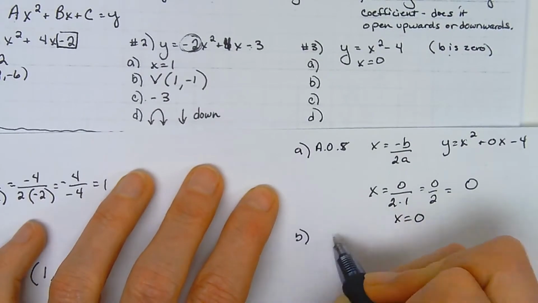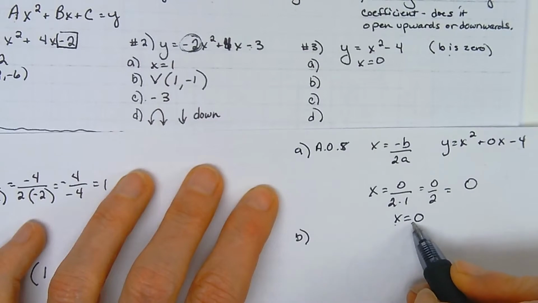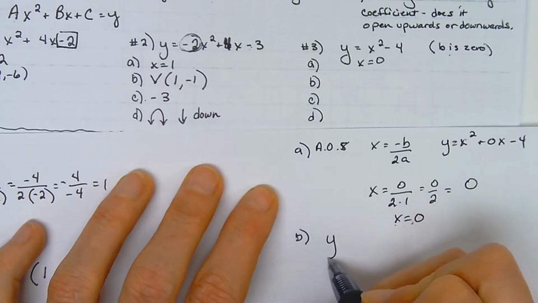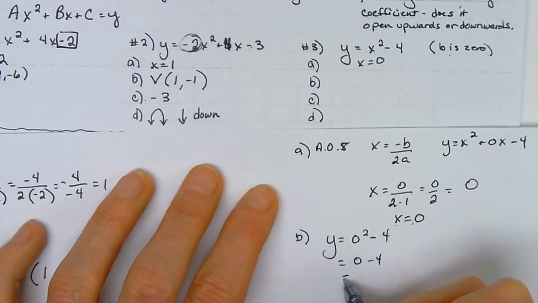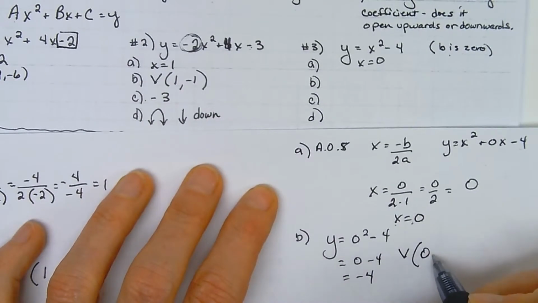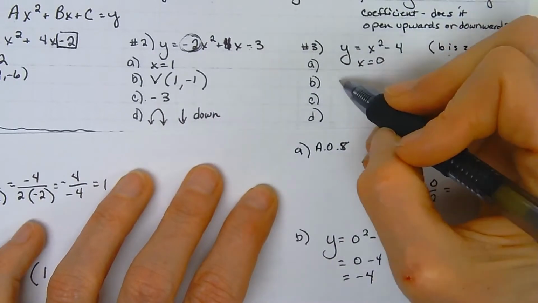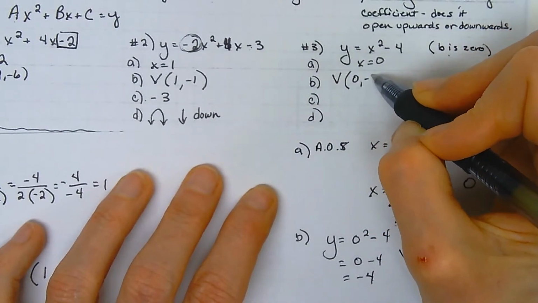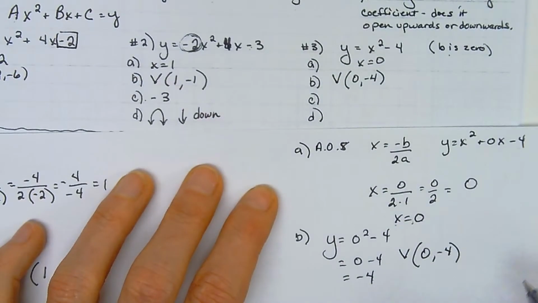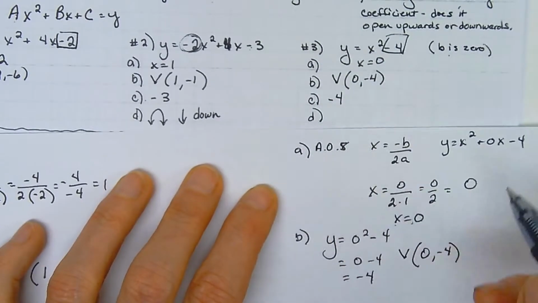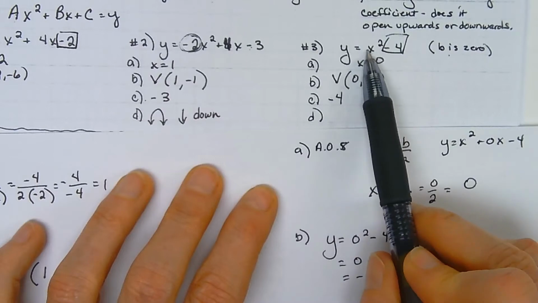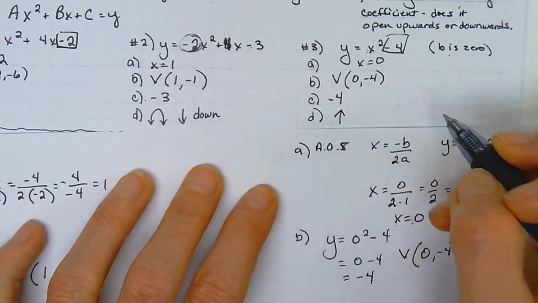For b, we need to find the vertex. Well, we take that x equals 0 value and put it into the equation. Y equals 0 squared minus 4. That's 0 minus 4. That's minus 4. So the vertex is at 0, negative 4. The y-intercept is the c value. The c value here is the constant minus 4. And this parabola will open up because the coefficient of the x squared is 1. It's positive. So this parabola is going to open up.